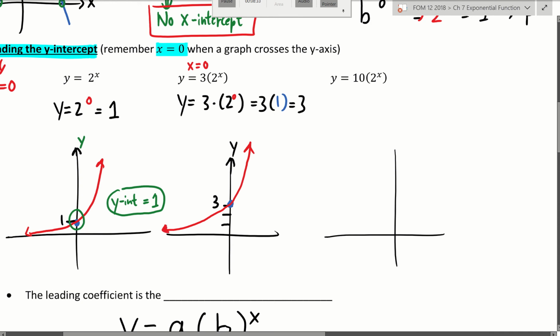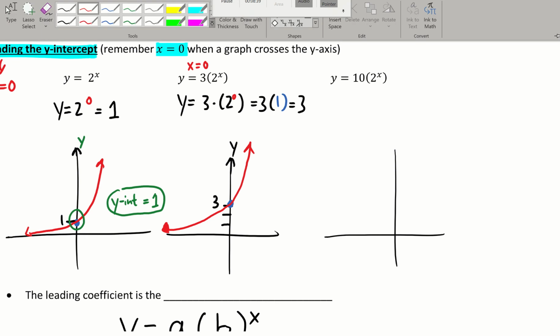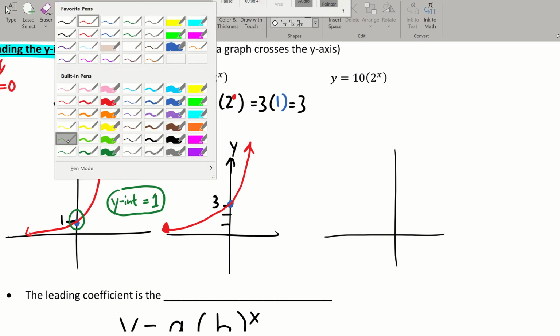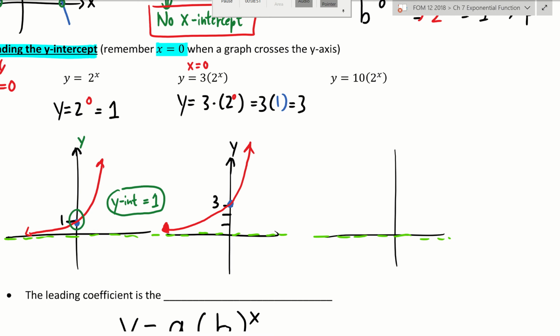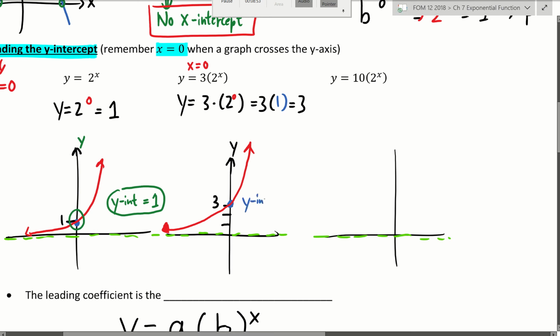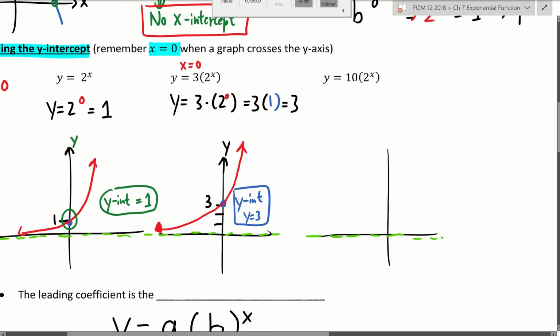Again, it never crosses to the negative side of the x-axis, so it just approaches it. Remember, that's where the asymptote is, right? So the horizontal asymptote is here. You can't cross that line for an exponential function. It has this horizontal asymptote that you can never cross. Right there, y-intercept at 3. So x-intercept nothing, y-intercept at y equal to 3.